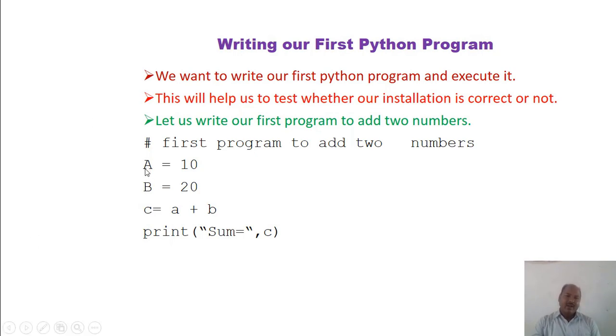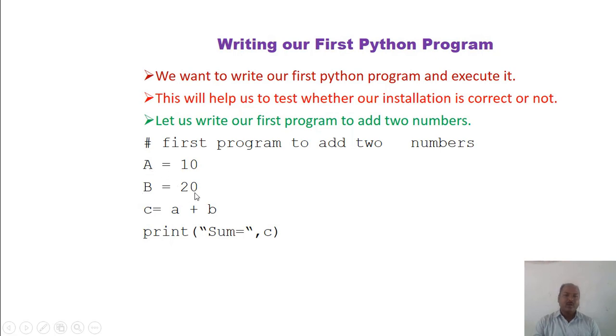Let us see our program. Here we have declared a equal to 10. This is our first statement within our program. What is that hash? So this is a complete program there. For commenting you may use a hash. So first program to add two numbers is the title given for that program, and this is a commented section. You may use a hash to comment a line, so it will not be executed.